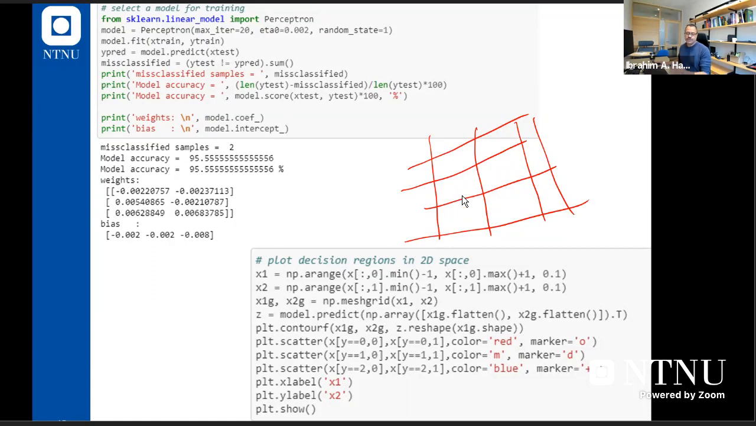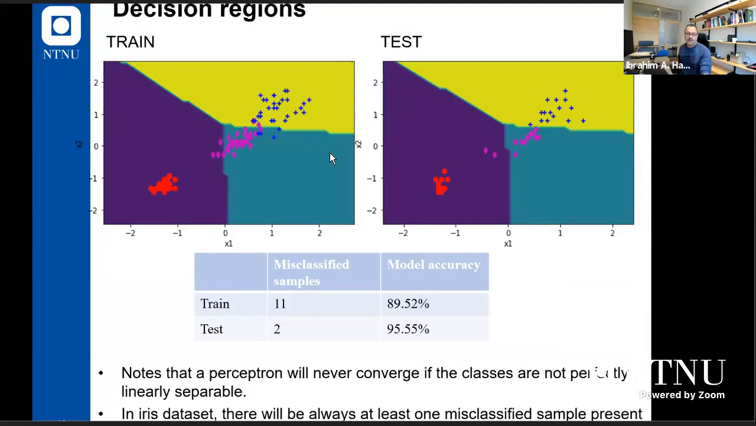In this case, the decision boundary at the end is a line, right? Or a plane, for example. So we will find the decision at each point of the grid, and we will plot this nice graph.